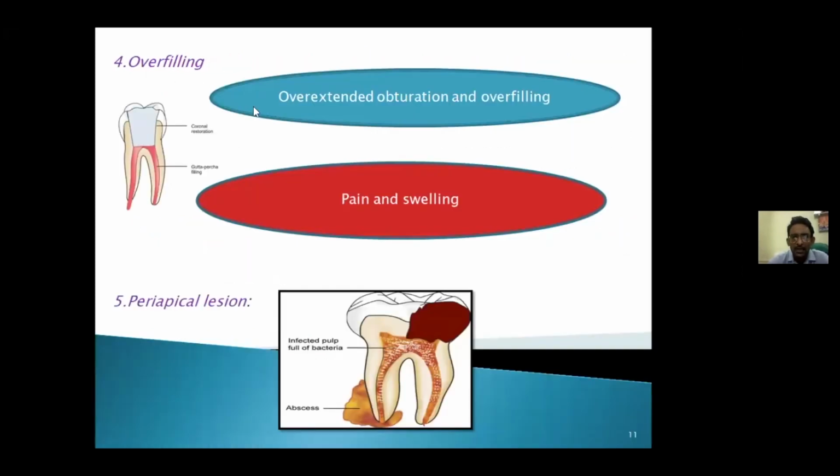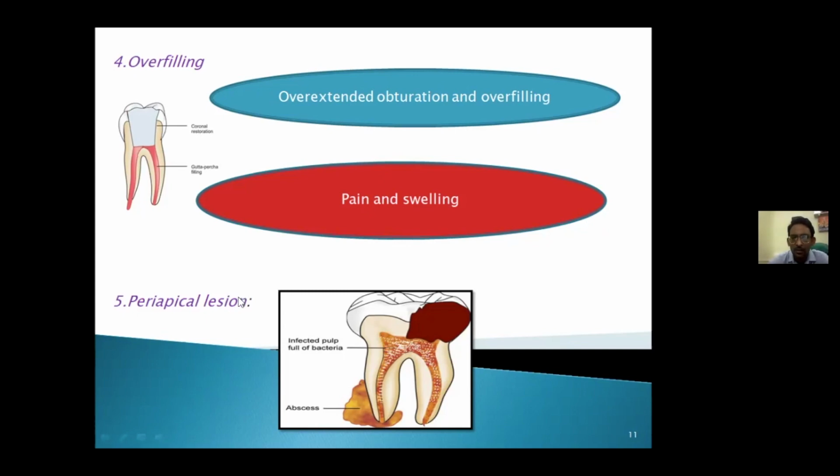Overfilling. Overextended obturation and overfilling means the obturation which goes beyond the root confines, and this will be taken as a foreign body reaction by the body, and there will be biofilm accumulation on this extruded part of the obturation or sealer, and then there is chronic cell infiltration like plasma cells, polymorphonuclear leukocytes or neutrophils, and there will be activation of the complement system, leukotrienes, which will ultimately be experienced by the patient as pain and swelling.